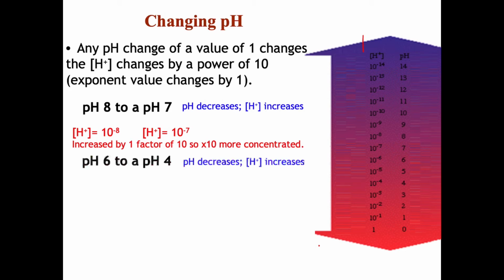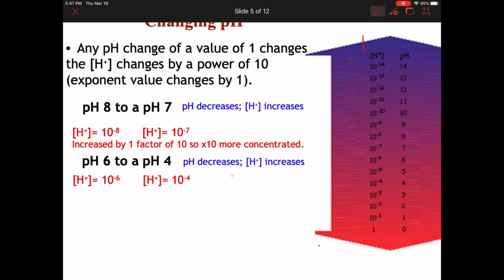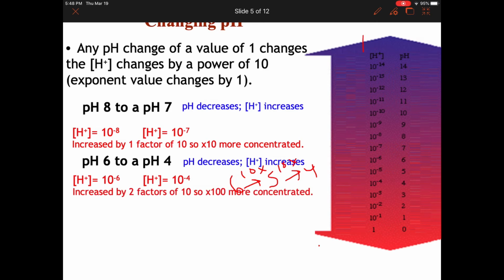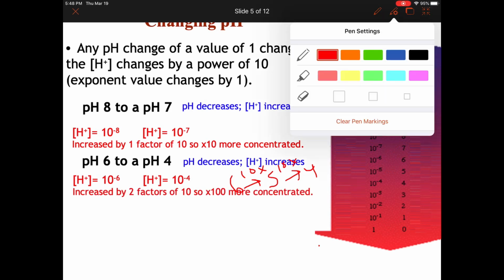What about here? We're changing from a pH of 6 to a pH of 4, again getting more acidic since we're lowering that pH. How much more acidic? Well, it's a factor of 2 now. You can think of it like this: from 6 to 5 is 10 times, and then from 5 to 4 is 10 times. Well, what's 10 times 10? 100 times more concentrated.